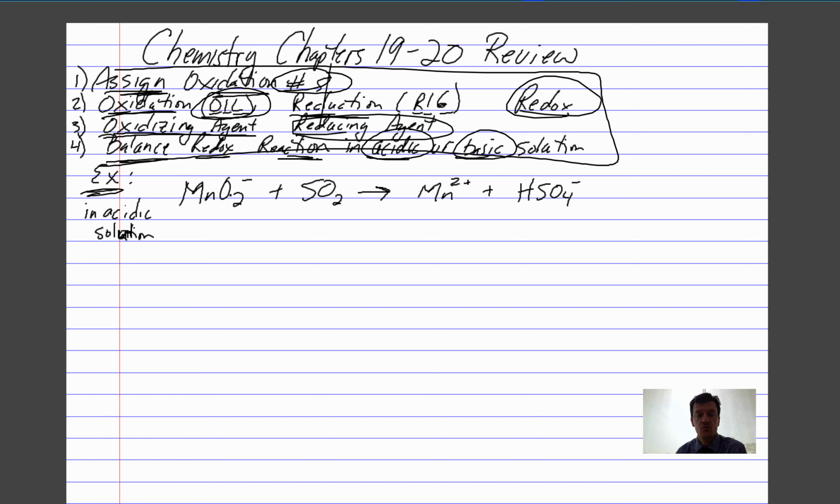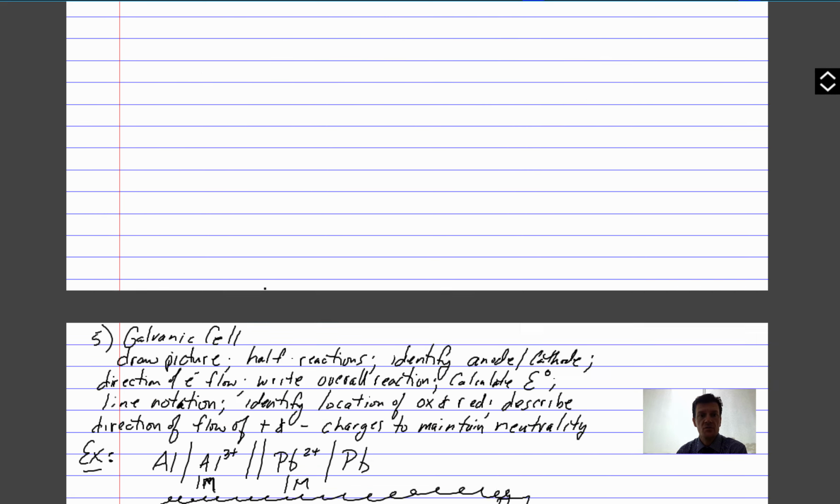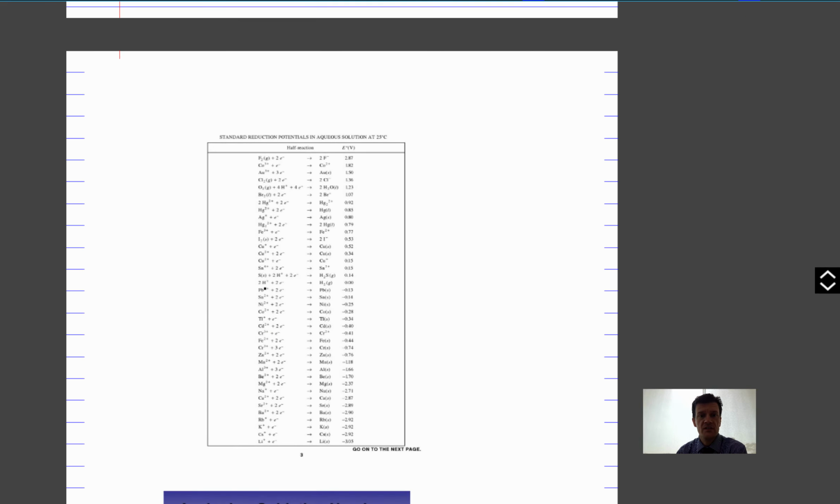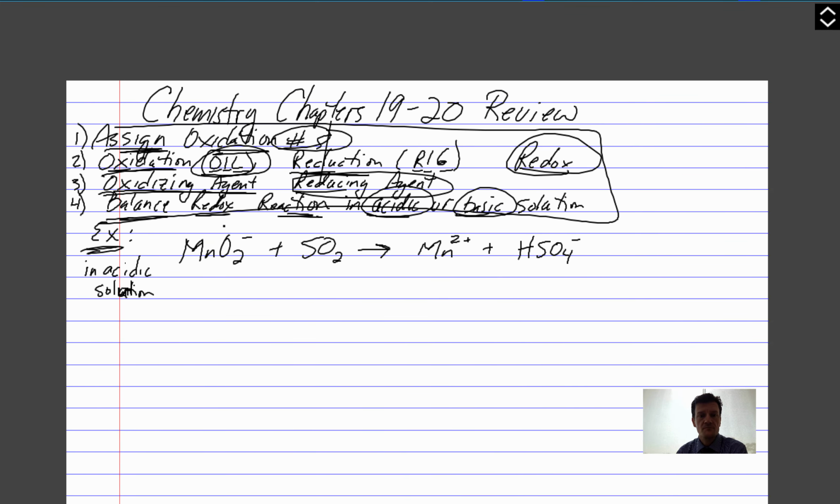I will give you the rules for assigning oxidation numbers. In fact, I'm going to show you right now. You're going to get this formula sheet. This is the back side of the formula sheet. You'll notice that right here you've got the rules for assigning oxidation numbers. So that's what you need to know. It's the same one that is on your interactive reader.